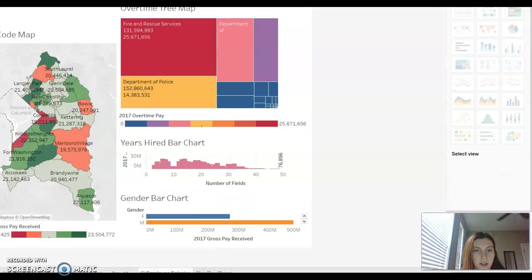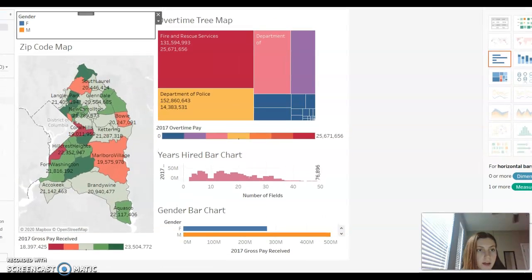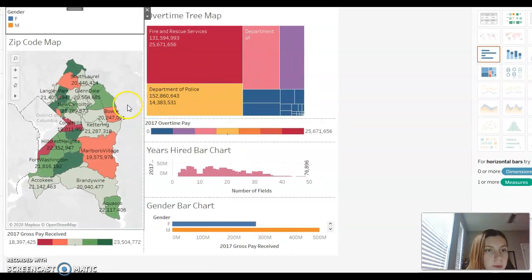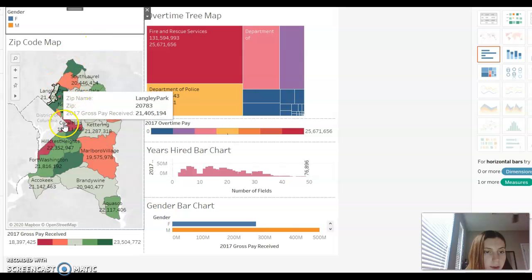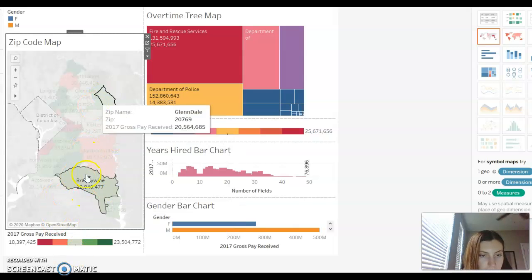So when we go here to the employees workbook, I'm going to move this over here. First off, we start with the zip code map. So here is all the areas around the District of Columbia. We have different cities, and each city is involved in each of the zip codes.